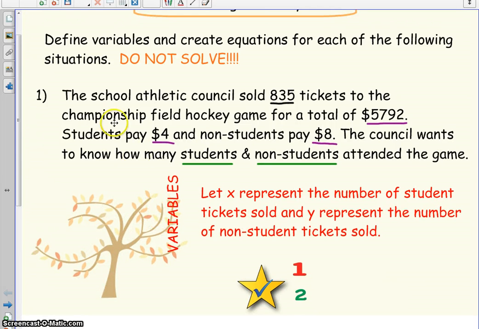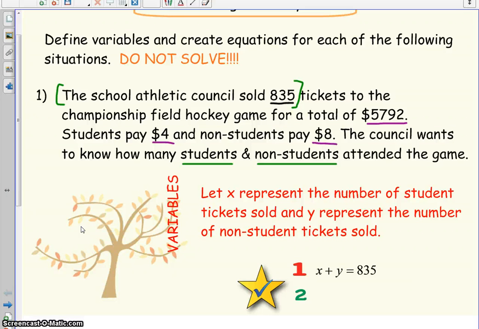And we're just going to take it piece by piece and see what we can come up with. So the first thing we're told is, again, that they sell 835 tickets in total. Well, the 835 tickets are made up of strictly students and non-students. So that should tell us that the number of student tickets plus the number of non-student tickets should add to 835. So that right there will give us our first equation. X plus Y equals 835. Student tickets plus non-student tickets equals 835 tickets. So that's some information there, which is useful.